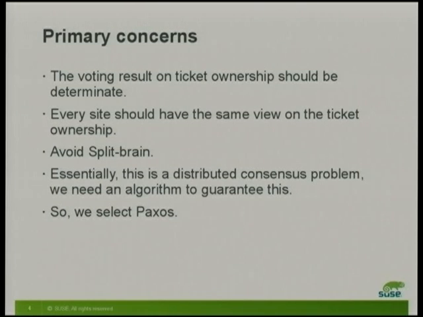The primary concerns for having some means of monitoring multiple sites are listed here. The system voting on which site gets a ticket needs to be completely determinate. Every site needs to have the same view of who owns what ticket. You can't have one site deluding itself that it owns a ticket when another site actually has it. We need to avoid split brain, and this is basically a distributed consensus problem. So the Paxos algorithm was selected here. If you're interested in this, it's a family of protocols for solving consensus in a network of unreliable processes. There's a very long Wikipedia page on it, which describes it using many more words than that, and it's got pretty little state diagrams. It's interesting. No, really.